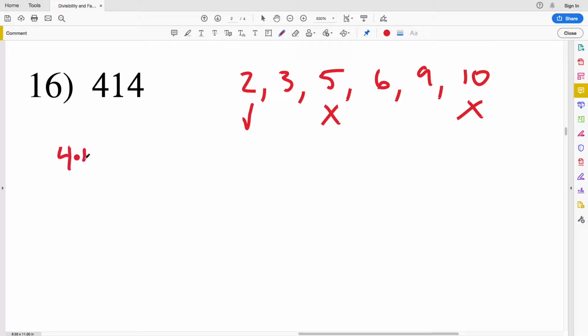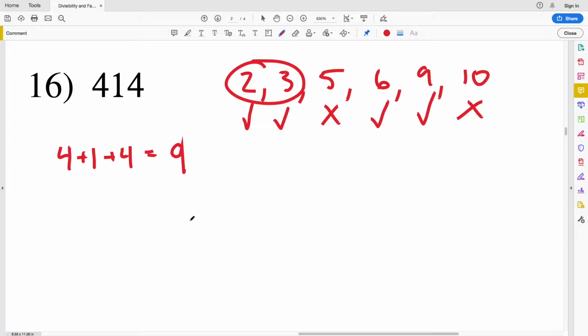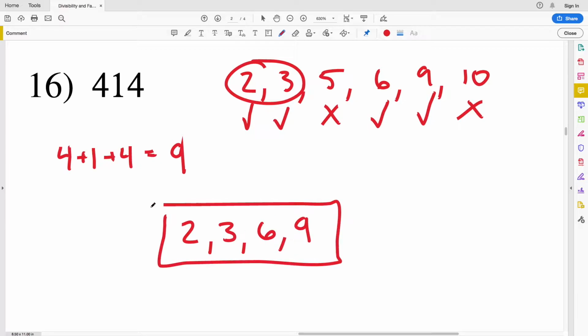So 4 plus 1 plus 4. 4 plus 1 is 5. 5 plus 4 is 9. 9 is indeed divisible by 3. And because it's divisible by both 2 and 3, it's divisible by 6. And 9 is also divisible by 9. So in number 16, the number is divisible by 2, 3, 6, and 9.